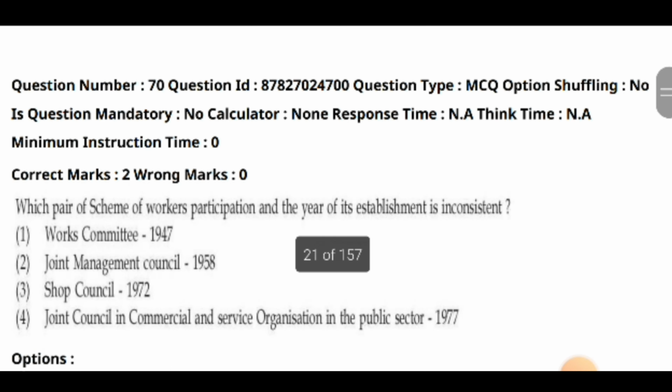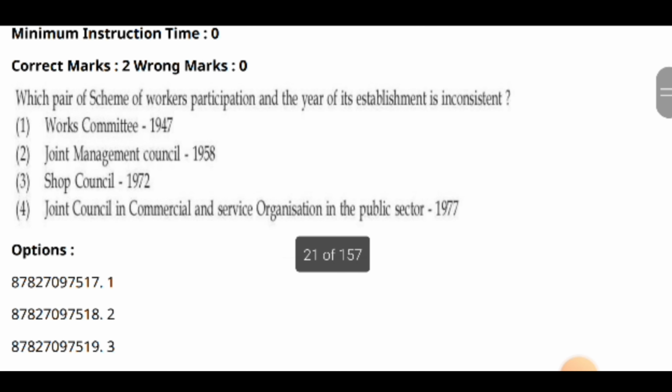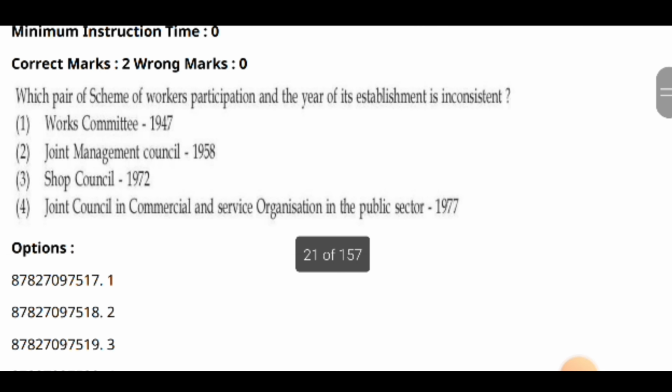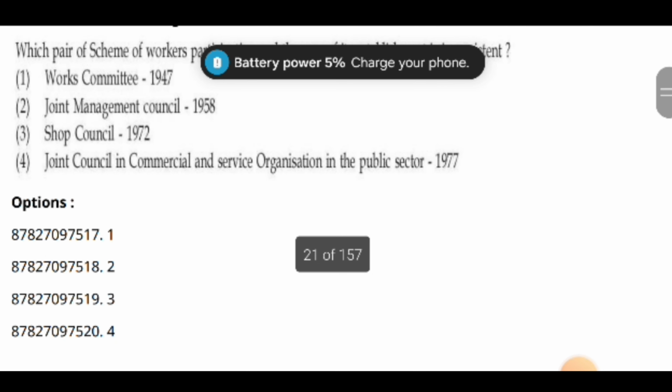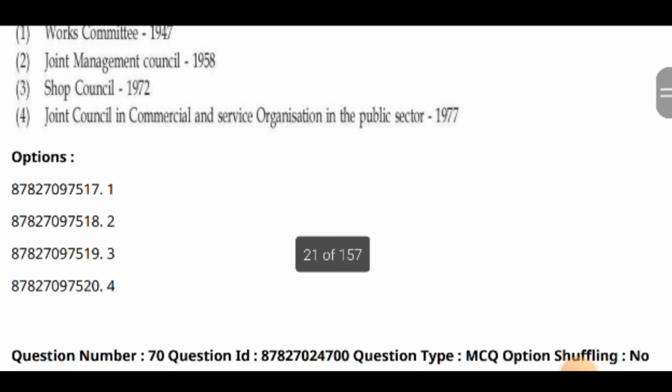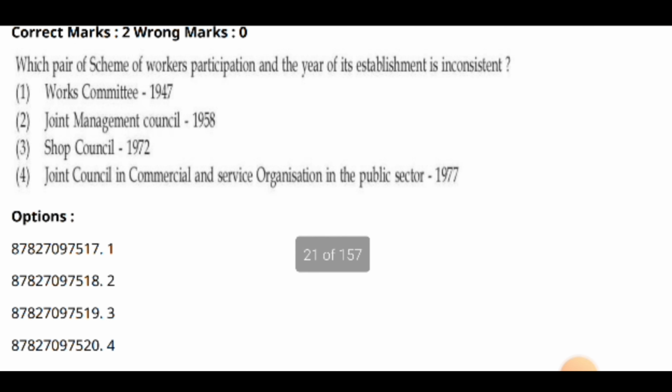Next question: which pair of scheme of worker participation and the year of its establishment is inconsistent? They are asking for the inconsistent one. Works Committee 1947, which is absolutely right. Joint Management Council is 1958, that is also right. Shop Council is actually 1975. And the Joint Council in Commercial and Service Organization is 1977. So for this question, you have to remember all these years.